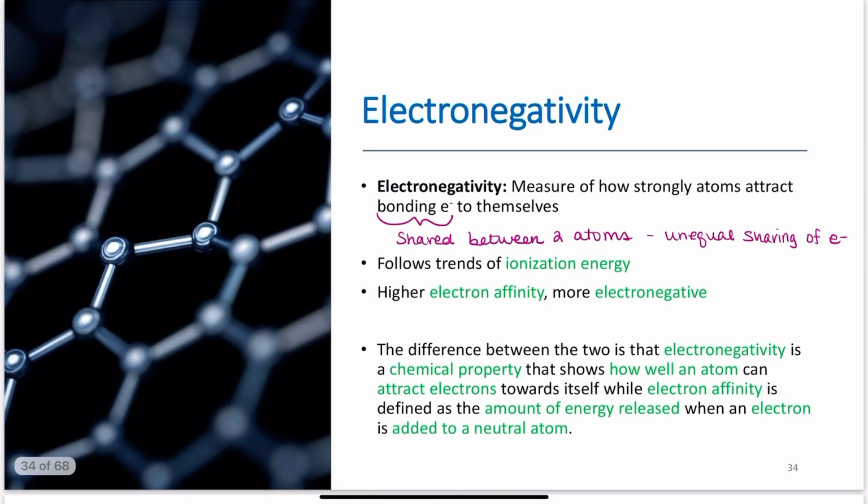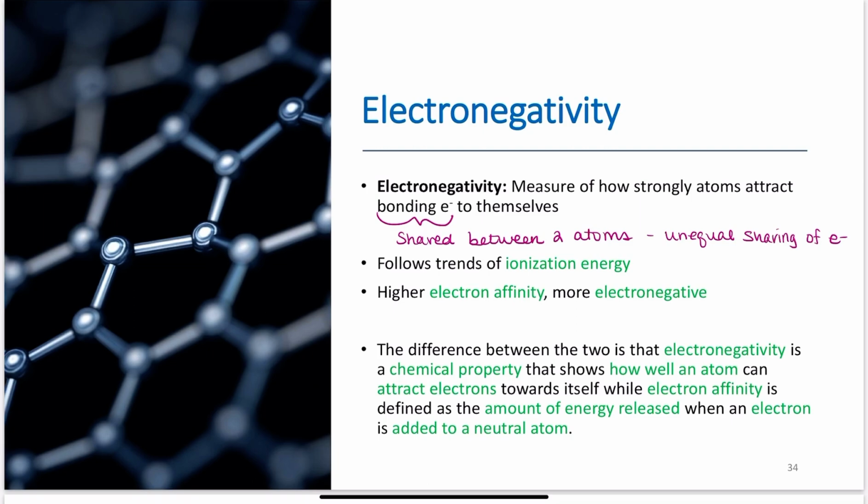This does follow your trends of ionization energy. So the higher the ionization energy, the higher the electronegativity. Remember what ionization energy is? Ionization energy is the amount of energy it requires to remove an electron from a gaseous atom or ion. How much energy do I have to pay to remove an electron?